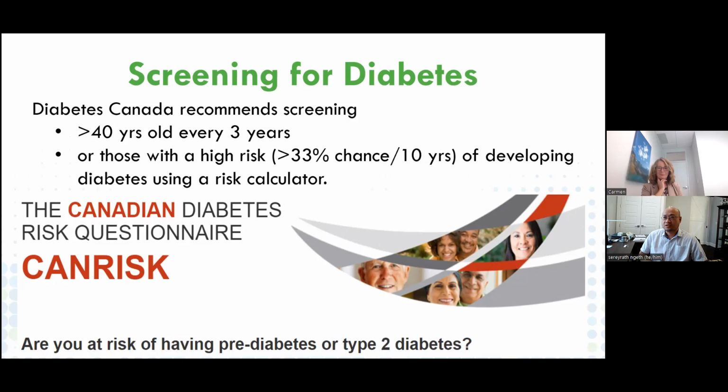Diabetes Canada recommends screening individuals who are 40 years and older every 3 years for diabetes, or those with a high risk of developing diabetes in the future. And this is in individuals who have a 33% chance of developing diabetes. So how do you calculate what your risk is of developing diabetes? The Canadian Diabetes Risk Questionnaire exists, I think reduced to being called CANRISK. And this is a questionnaire that physicians can use to calculate an individual's risk of developing diabetes.